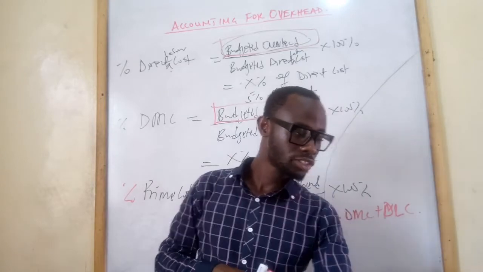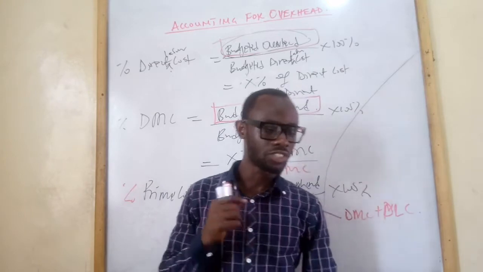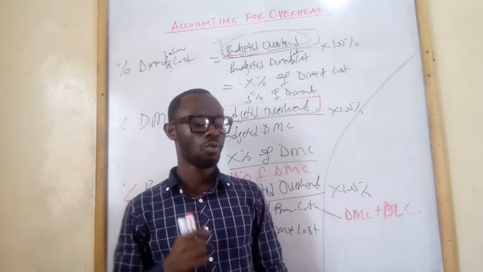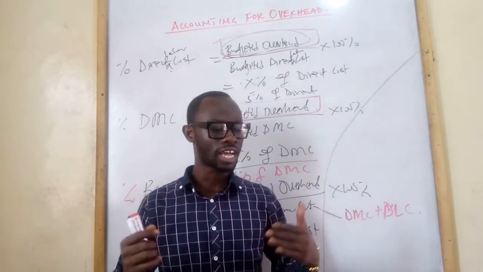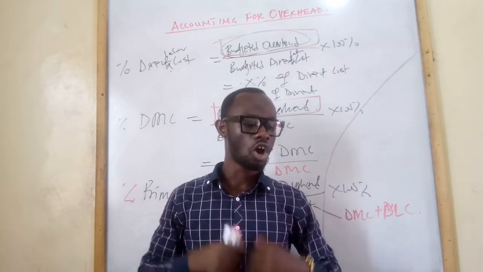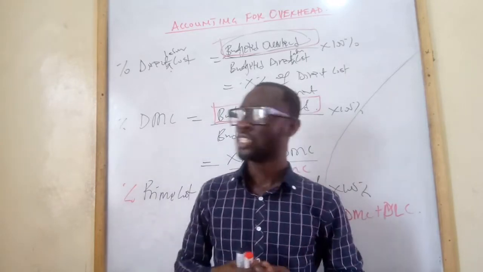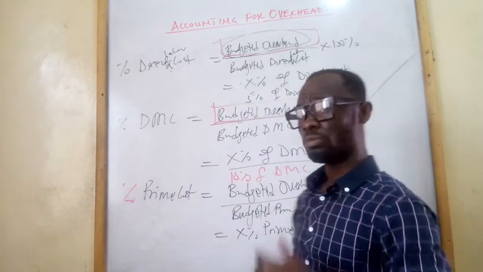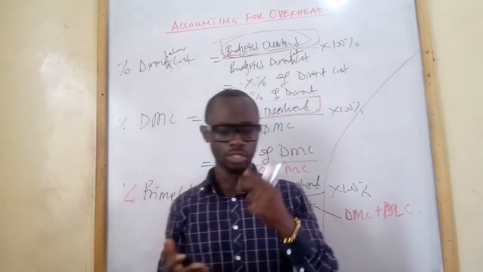Now, the choice of an absorption basis is a matter of judgment and common sense. What is required is an absorption basis which realistically relates to the characteristics of a given cost center and which avoids undue economies. So even though there are a lot of bases, you must decide what to use based on judgment and common sense in the organization.